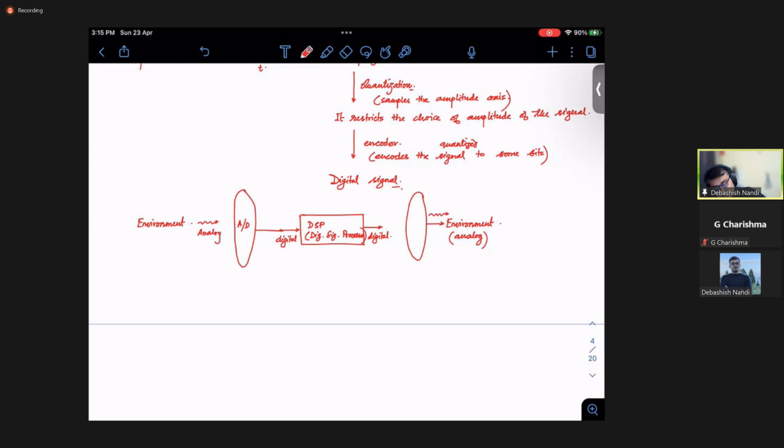Okay, so this is called your ADC, or analog to digital converter. Analog to digital converter, and this is your DAC, digital to analog converter.